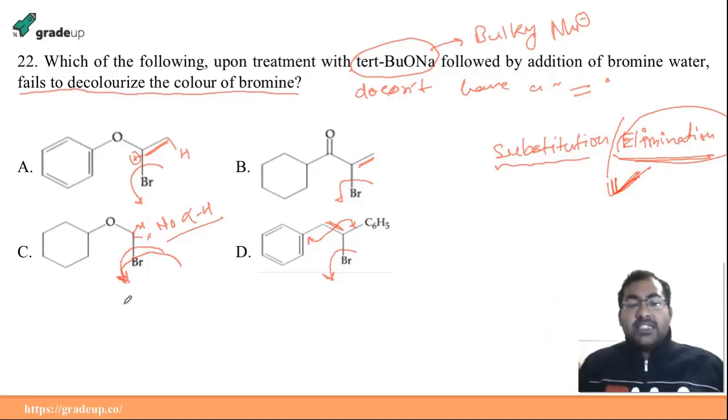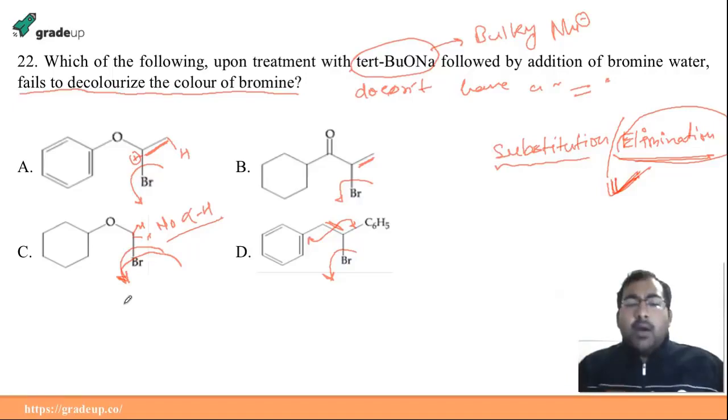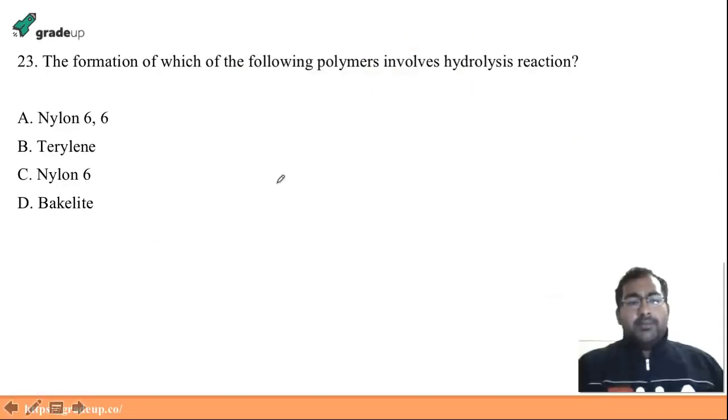Whatever substance eventually forms, if we get a hemiacetal or hemiketal, or the chain breaks or something happens, we don't need to worry about it. What happens after the reaction, we don't need to worry about. We just need to know that there isn't going to be a double bond, so it fails to decolorize the color of bromine water. Hence the C option is correct, because in all the rest of the options we are going to have a double bond.